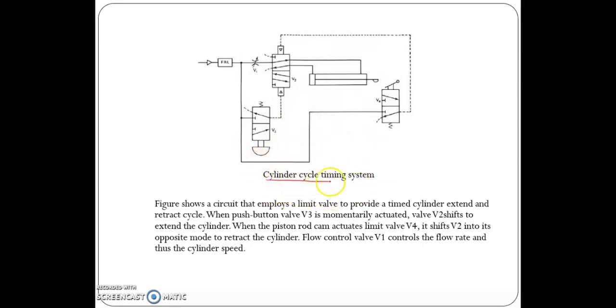So now for video part 2 for chapter 11, kita akan continue dengan the cylinder cycle timing system. Okay, actually this one dia punya operations dia sama dengan yang indirect cylinder and indirect circuit.